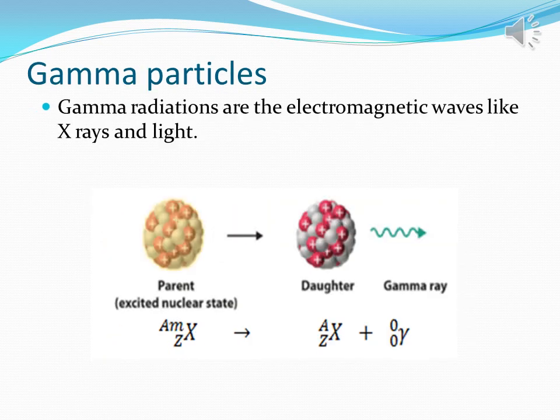Gamma radiations are electromagnetic waves like X-rays and light, but they differ from X-rays and light in wavelength. The wavelength of gamma radiations is of the order of 10 raised to power minus 4 nanometer, whereas the wavelength of X-rays is in the range of 10 raised to power minus 2 nanometer, and that of light is in the range of 400 nanometer to 800 nanometer.